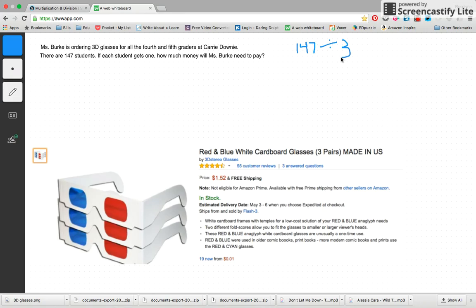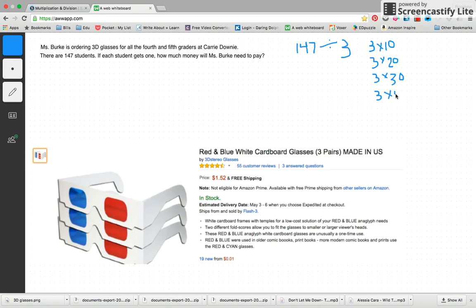Usually when I divide, I like to look for landmark numbers. So that would be 10, 20, 30, 40, 50, 60, all of those. So 3 groups of 10, and I can think 3 groups of 20, 3 groups of 30, and so forth, just to see how close I could get to 147. And I like to do these landmark numbers because I can do them in my head.